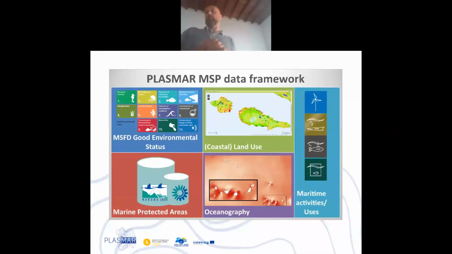We collected data about the current maritime activities, of course, but also we wanted to know what is going on in the coastal area. So we collected data about the coastal land use, for which we used the Copernicus land service. And for the oceanography, for the temperature, currents, wind, which is very relevant for the suitability of different maritime activities, we used the Copernicus Marine Service.